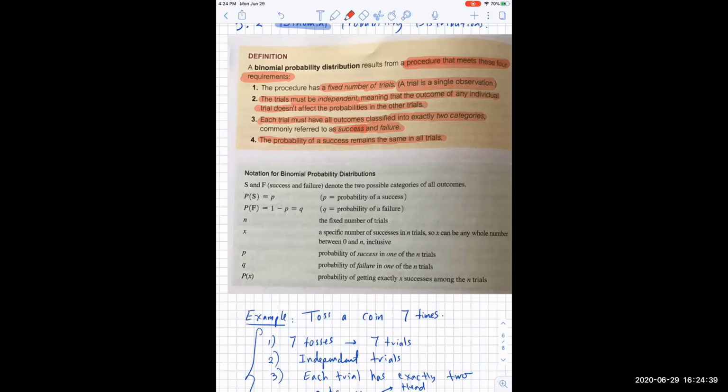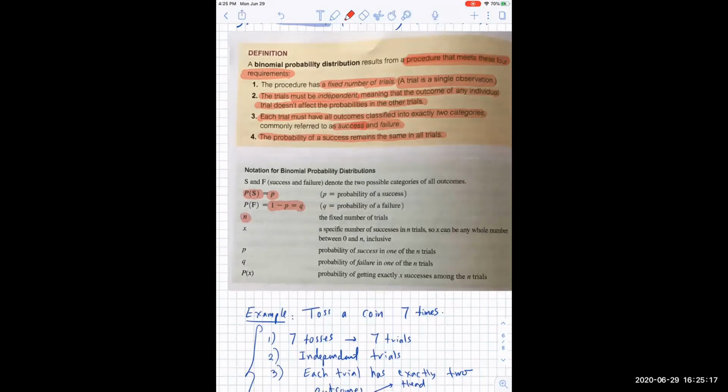P of S, the probability of a success, we're going to use the variable P for it. And the probability of failure is Q, which is 1 minus P. Remember, each trial has only 2 outcomes. One of them is called success, the other one is failure. Usually we call the outcome success if we are interested in observing that outcome. Failure is for the other outcomes that we are not interested in.